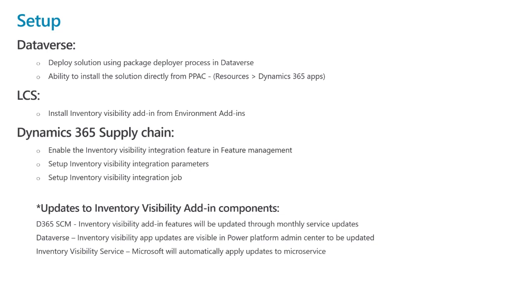So you can log into the D365 supply chain environment. You can enable the inventory visibility integration features, and that will light up a couple of new forms for you in the system. The first form you have to go to is inventory visibility integration parameters, where you will set up the endpoint. Endpoint is one of the important setups, which we'll see in the next couple of slides. That is basically the endpoint where your inventory visibility has been hosted. You can also set up the inventory visibility integration jobs. These jobs are responsible for syncing the data from Dynamics 365 SCM to inventory visibility itself.